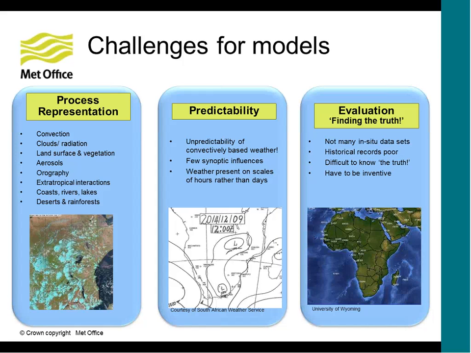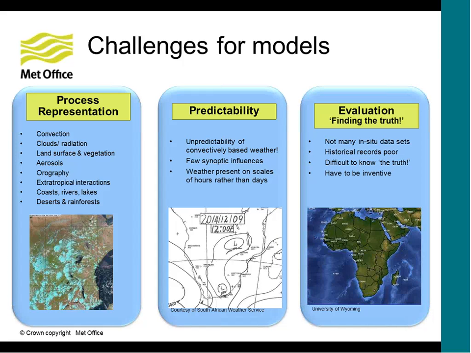And then the other thing is that weather is present on scales of hours rather than days, so you don't get persistence over many, many days. It might be one difference from one day to the next. I think the other thing is thinking on a seasonal time scale, in terms of the seasonal rainfall that you receive, often it's very small scale storm systems that can make a big difference to how much rainfall you get on a seasonal time scale.